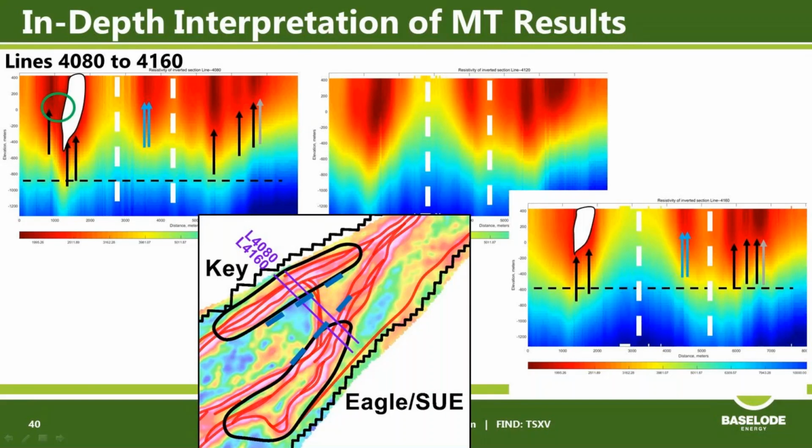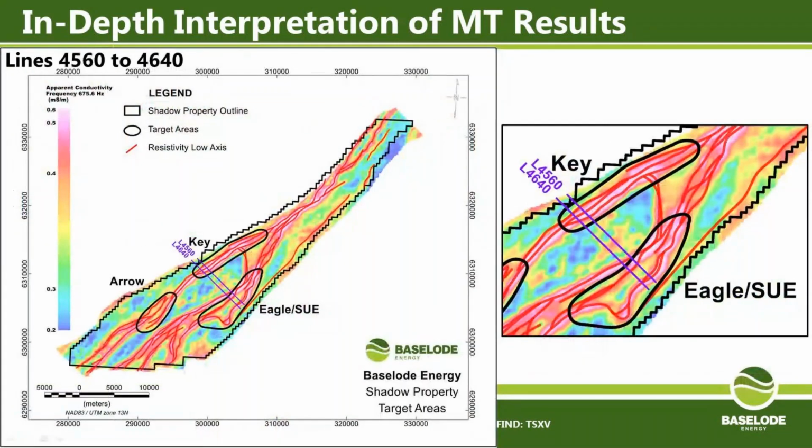So maybe that's something that we're looking for. All right, the last set of sections that we'll look at for the central part of Shadow are here. These sections in particular will look at the south end of Shadow where the bifurcations basically terminate. We're also looking at additional bifurcation points on the Eagle-Sioux trend. All right, let's dive in.